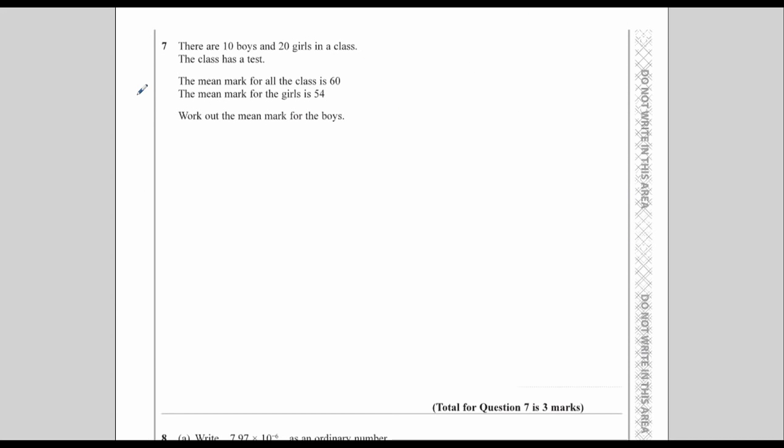Question 7. There are 10 boys and 20 girls in a class. The class has a test. The mean mark for all of the class is 60. The mean mark for the girls is 54. Work out the mean mark for the boys. Right, mean we keep saying over and over again. That means add them up and divide by how many.